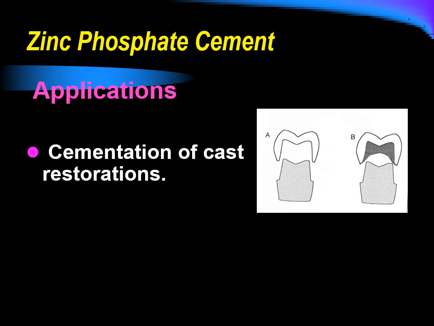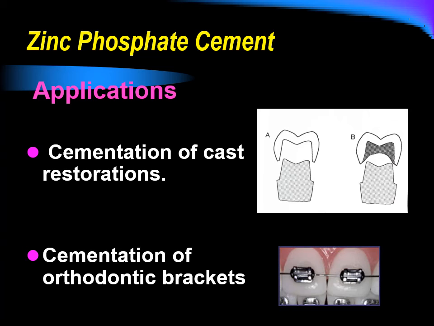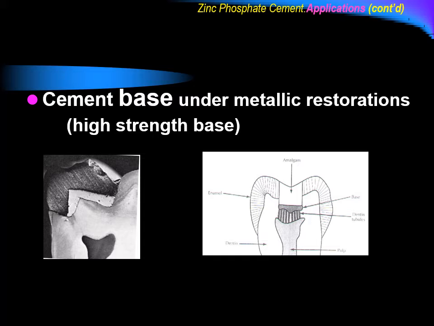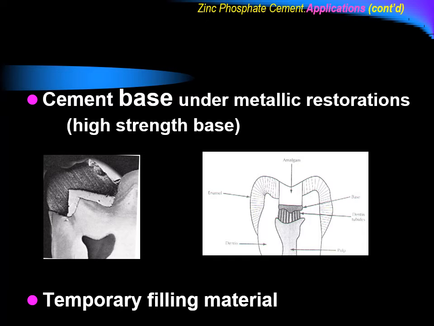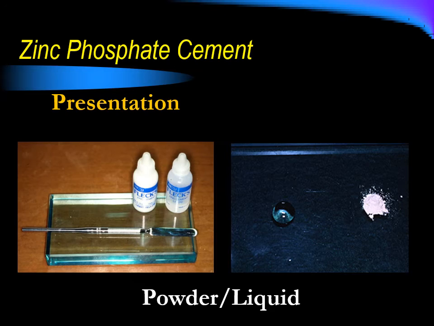The main uses of zinc phosphate cement are the cementation of cast restorations and the cementation of orthodontic brackets. It is used as a cement base under metallic restorations because of its good insulating properties. It is also called a high strength base because it has a high strength compared to the other types of cement. Also, it is used as a temporary filling material.